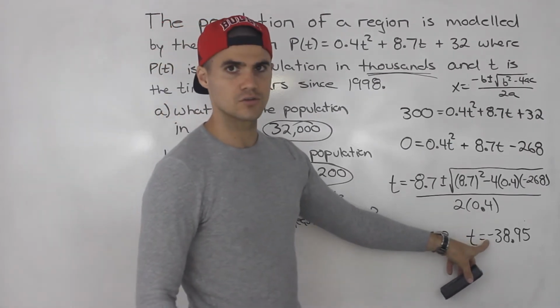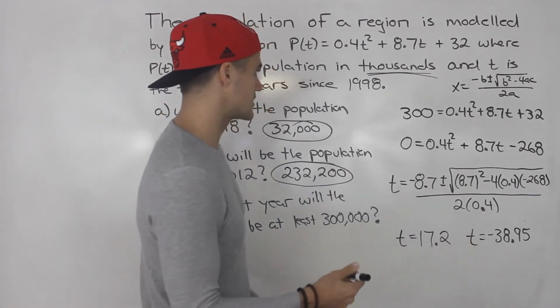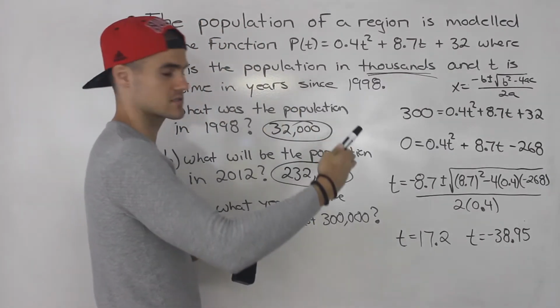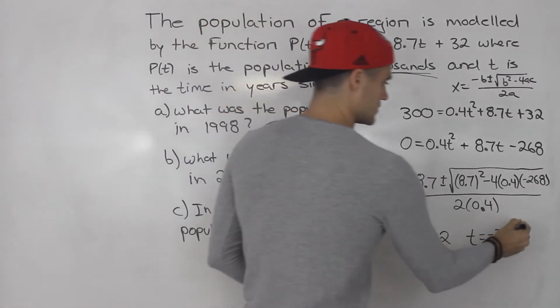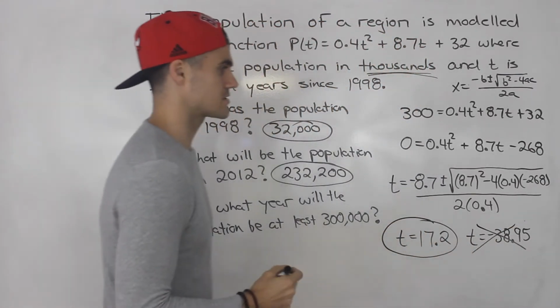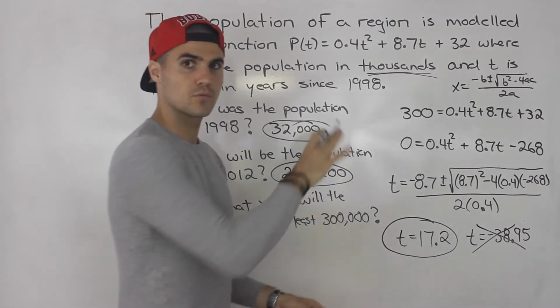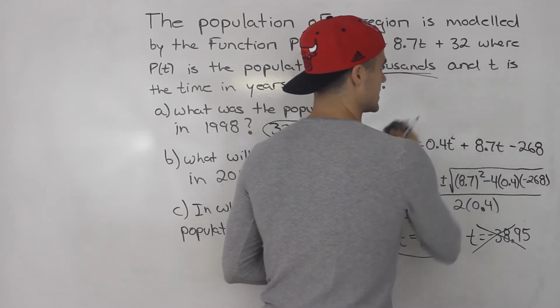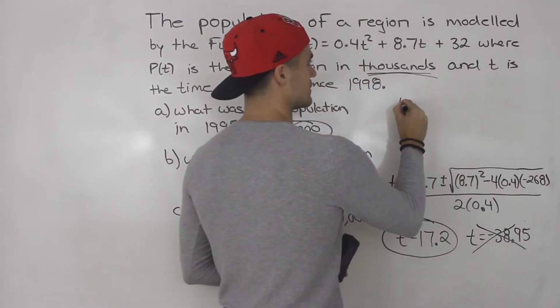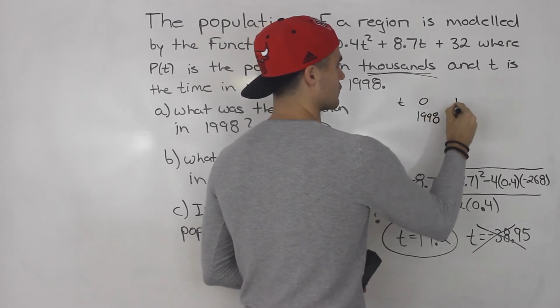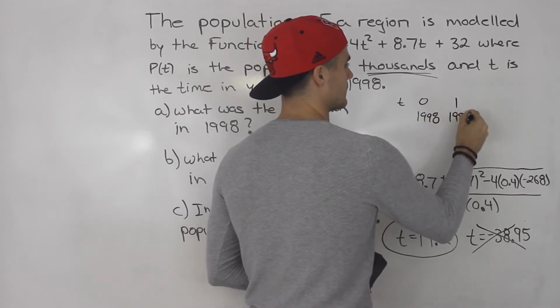Now the negative value you just ignore, because t, if you remember, represents the number of years since 1998. That has to be a positive number. It can't be negative. So you would ignore that. And this here is your answer. So what does this mean here? Well, if you remember that chart I initially made with the value of t, where a t value of 0 represented 1998, and then a t value of 1 represented 1999.